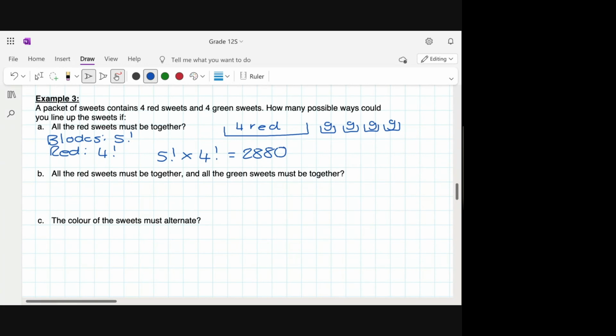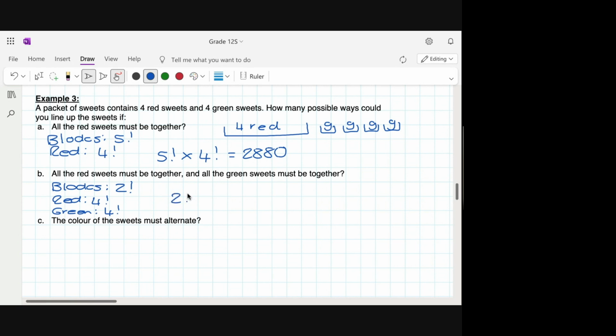All the red sweets must be together and all the green sweets must be together. That makes my life so much easier because now I'm going to have 2 blocks. Within red, I'm going to have 4, and within green, I'm going to have 4. Why I'm saying it's going to be so much easier is because it means I don't have to draw something. I can picture it in my head, or you can draw it. Draw it if you want to.